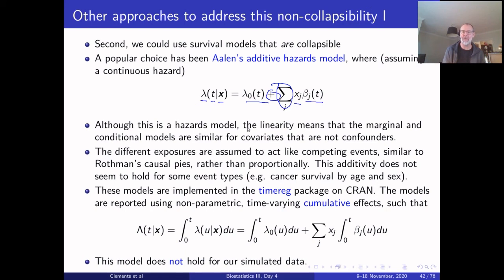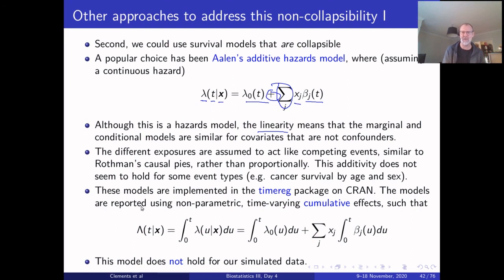Although this is a hazards model, the linearity means that the marginal and conditional models are similar for covariates that are not confounders, and it is collapsible. The different exposures are assumed to act like competing events, which are related to Rothman's causal pies rather than proportionally. And this additivity does not seem to hold for some types of events, such as cancer survival by age and sex. These models are implemented and available in the timereg package on CRAN, which allow for left truncation and right censoring.